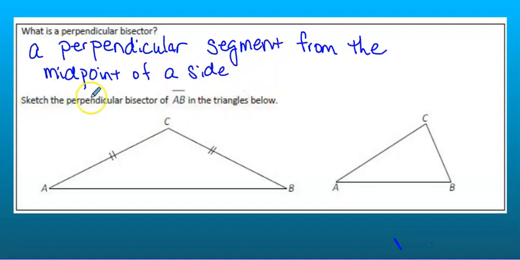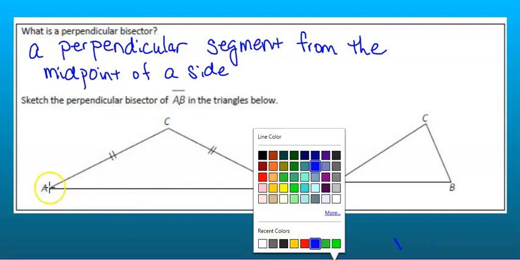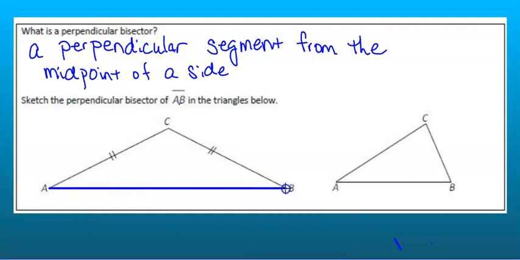So this says sketch the perpendicular bisector of AB. So that is side AB. Let me mark side AB with blue. That side AB on this one and side AB on this one is right here. So the first thing I would need to do would be to find the midpoint of side AB. And I'm just going to estimate, because this says this side is congruent to this one, it's isosceles, this one actually will happen to go from the midpoint to vertex C. It's not always going to be that way.